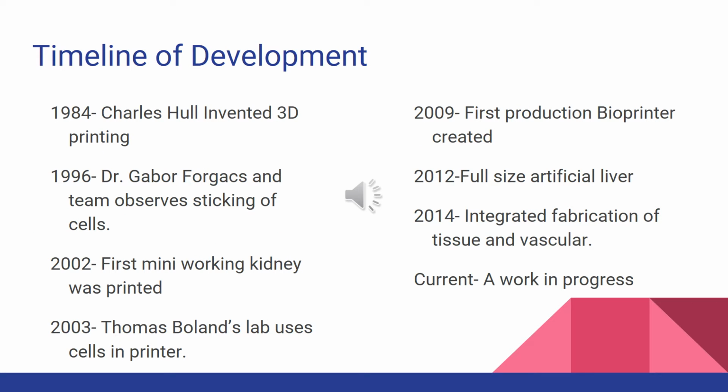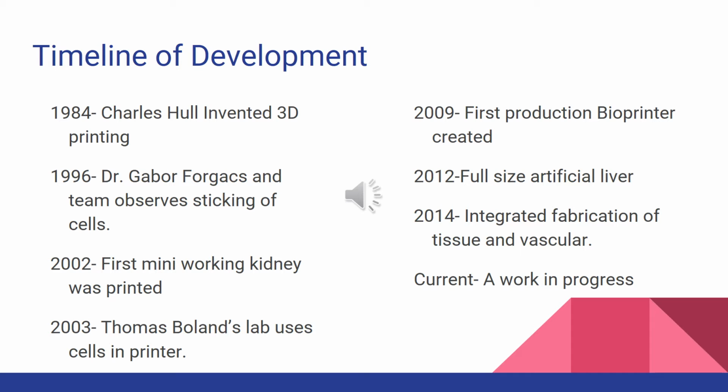So let's talk about the timeline development of 3D bioprinting. First, in 1984, Charles Hall basically created the first 3D printer where he was able to print tangible 3D objects. In 1996, Dr. Gabor and colleagues observed that during the embryonic stage, cells stick together. In 2000, the first human patients underwent urinary bladder augmentation, which was basically adding a patch of skin to the bladder. In 2002, the first small working kidney was printed and was successfully put into an animal.